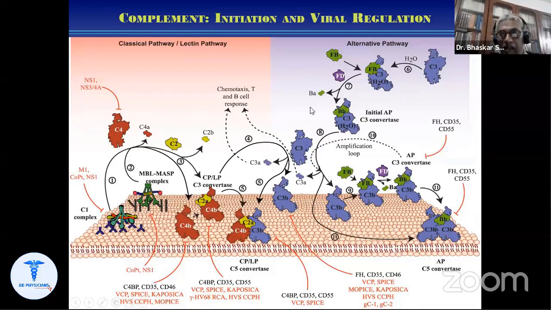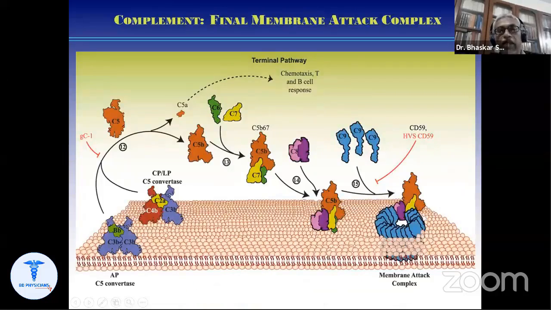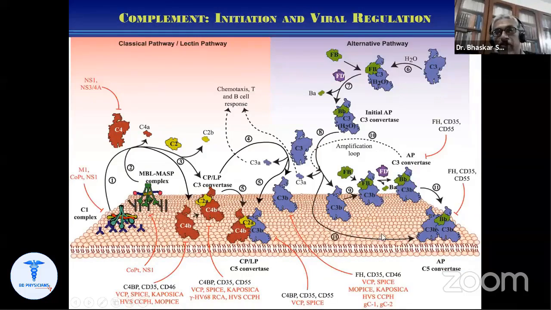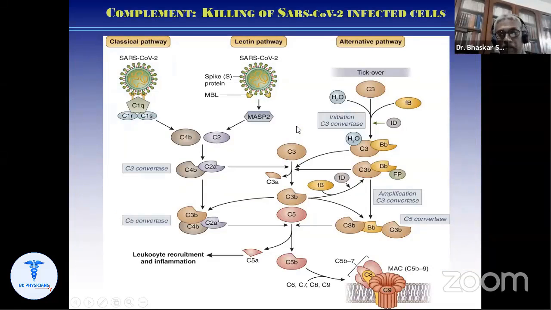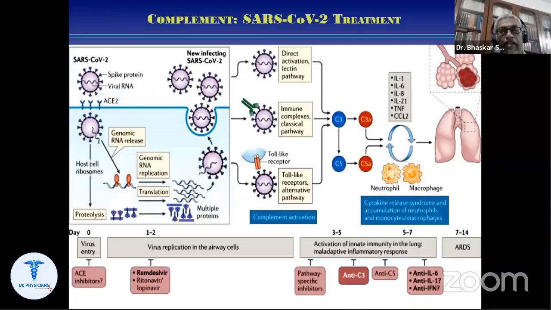So if you go to the next step, the terminal pathway or the membrane attack complex that you can see here, you will see again these different molecules from viruses can actually prevent this activation. And I will just skip this. Again, here it is shown how SARS-CoV-2 can activate complement and can lead to the lysis of the SARS-CoV-2 infected cells. So that is the way that complement-mediated inflammation can be started by the SARS-CoV-2 virus.